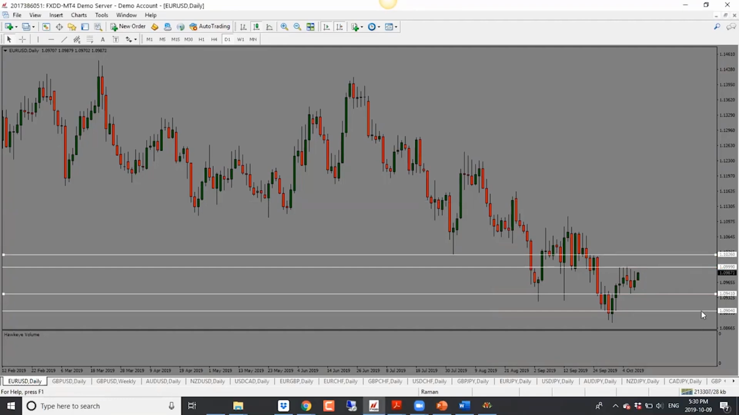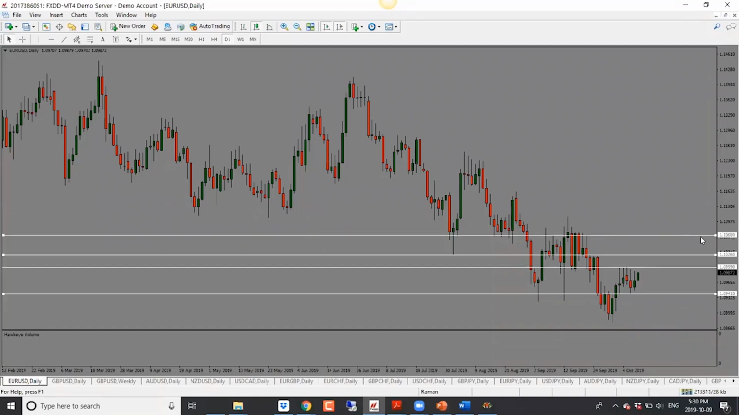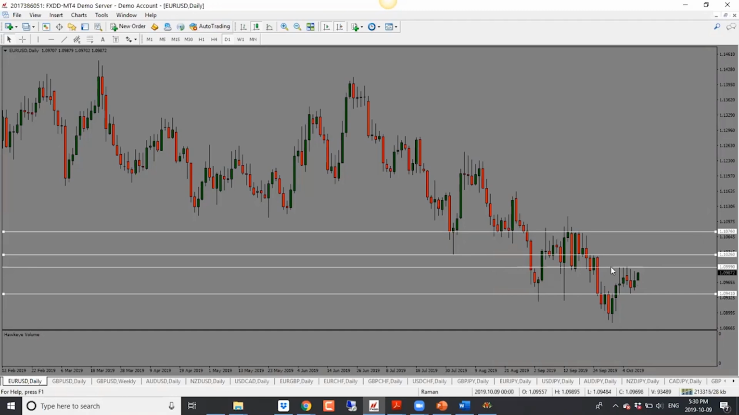and next target would be 1.1020, and then it can potentially go all the way into 1.1080. So for now, my bias is neutral here because I'm looking for this range, but should it go through the high, this one could go higher. So keep an eye on it.